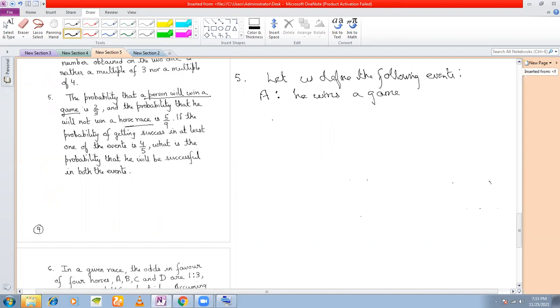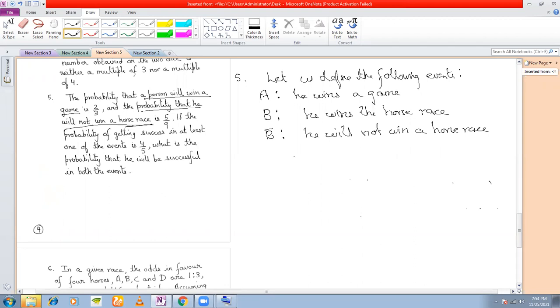Okay. And if you see the second part, probability that he will not win a horse race. Now, not winning a horse race is given, but I will define the event B as he wins the horse race. That means B bar, the complementary event, is that he does not win the horse race, right? He will not win the horse race.